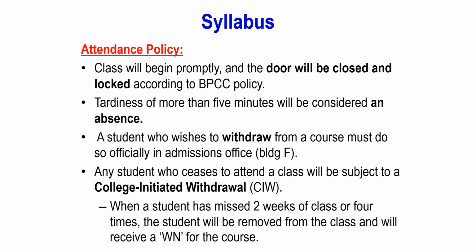Any student who ceases to attend class will be subject to a college-initiated withdrawal. Now, what does that mean? That means when a student misses 2 weeks of class or 4 times, the student will be removed from the class and will receive a WN for the course. Now, there are exceptions, and they are very rare.